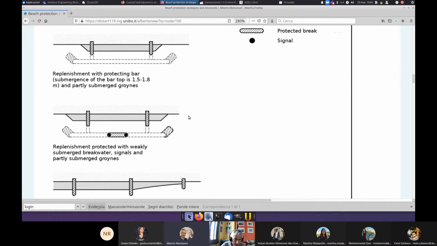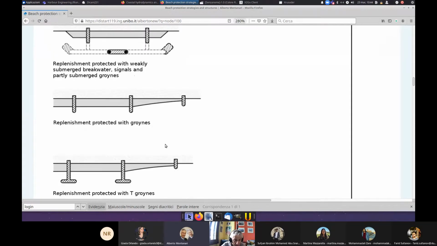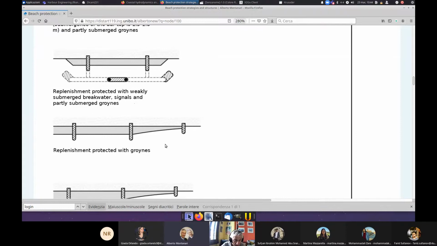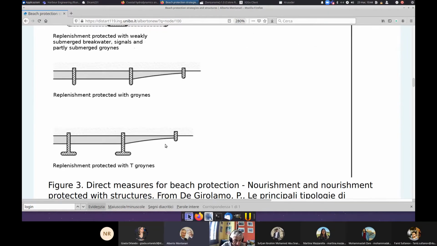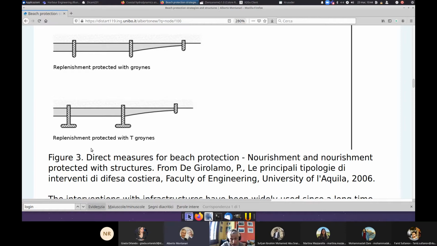And here we have other different solutions. So we have a combination of replenishment with groins and weakly submerged breakwater. And then here we have another solution of replenishment protected with groins, and we can also use T-groins.